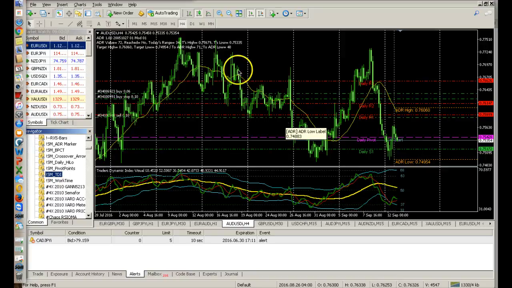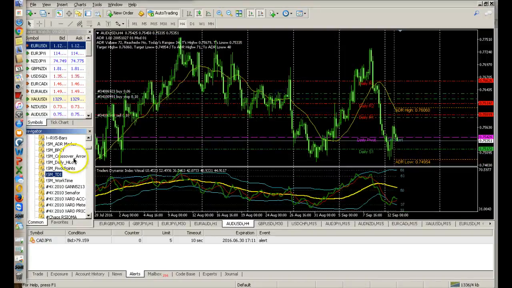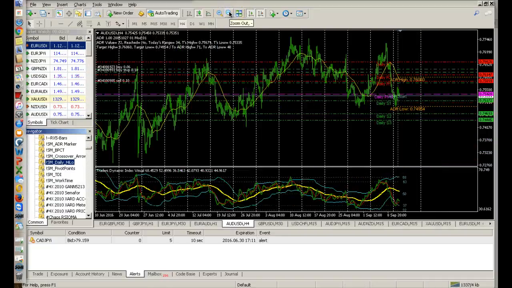So yeah, this will be a good buy for AU, anywhere around the ADR low. Also the ADR yield low was also where the blue tracer is. The blue tracer doesn't show up.